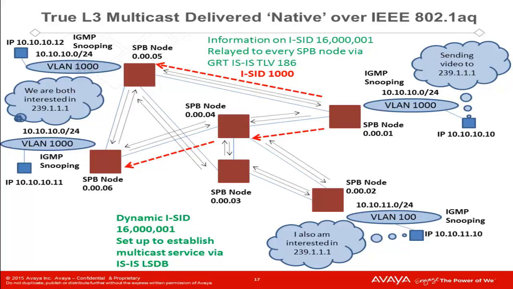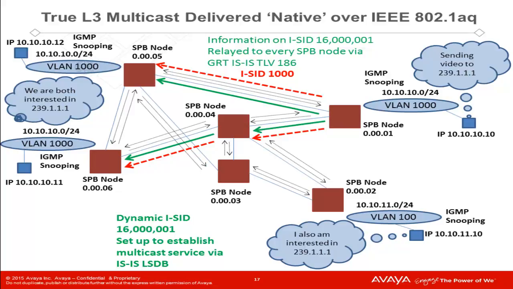Now, as IP station 10.10.10.12 issues an IGMP join for multicast group 239.1.1.1, SPB node 0.00.05 attaches to ISID 16,000,001. The same thing occurs for station 10.10.10.11 as well. The only functionality required at the edge is IGMP snooping.